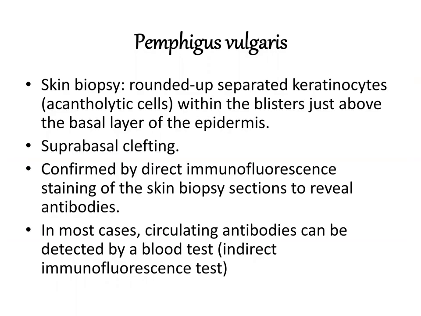blister. So again, we can perform a skin biopsy, which will show the acantholytic cells, that is, keratinocytes, when they are separated from the surrounding desmosomes, they appear like round cells. There will be suprabasal clefting. So the cleft will be just above the basement membrane zone and confirmed by direct immunofluorescence. And so circulating antibodies can be detected by a blood test, but again, not available in Sri Lanka.